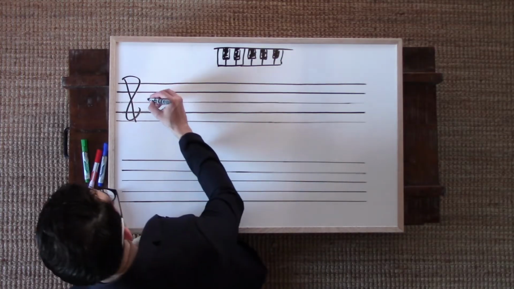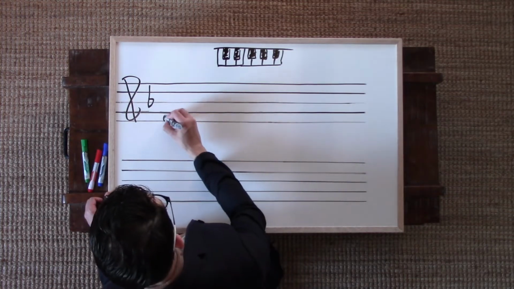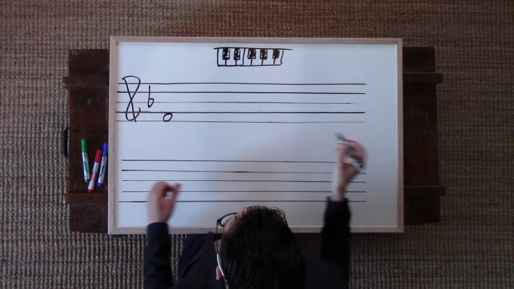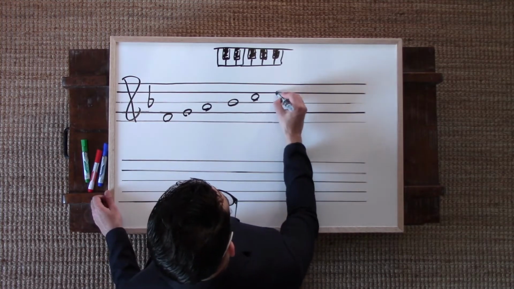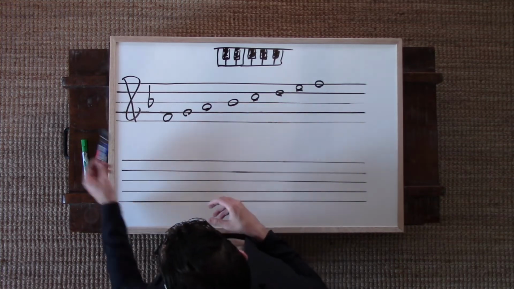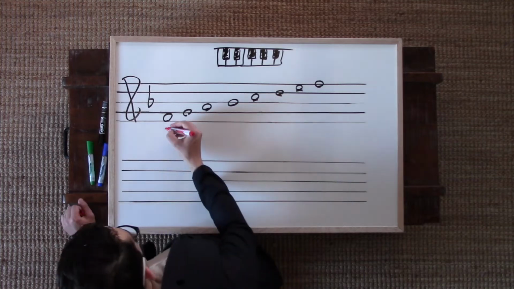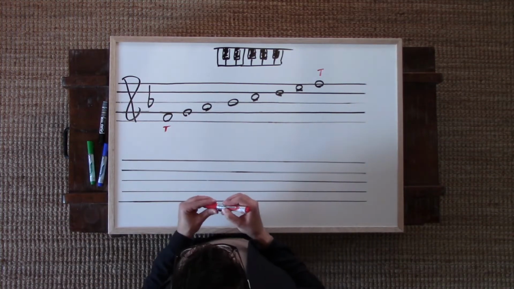So step 1 to writing an F major scale is to find out the key signature. I know because I memorized that it is B flat. Next step is to write the tonic. And then we're going to go all the way up to the next tonic. F and F, that's a tonic, and that's a tonic. Okay, so that's our F major scale ascending.